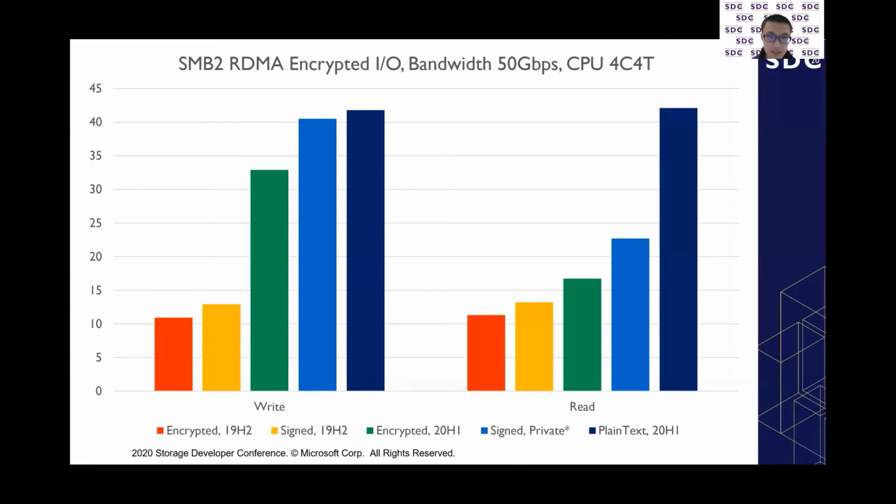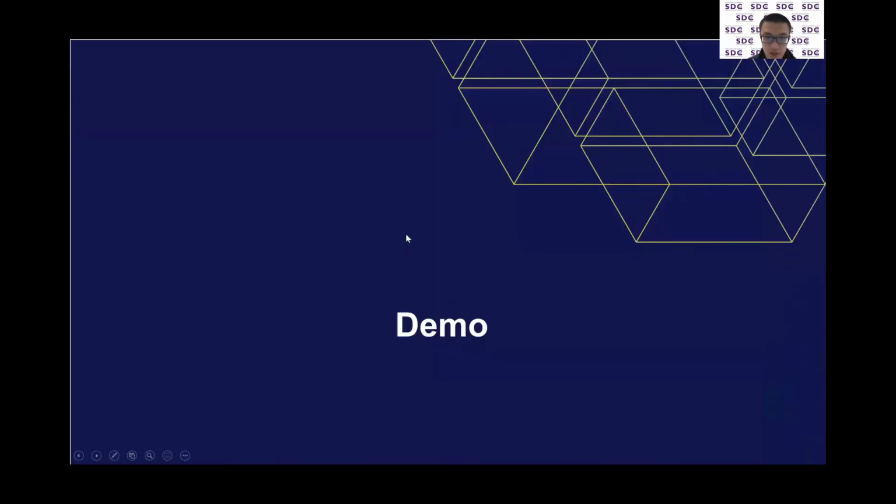And as you can see on the right, it's also a pretty good increase, about 3x. On the read, it's also about maybe 1.5x due to the same performance improvement. And the dark blue is the reference when we send the plain text direct data placement. Next, let me demonstrate this feature, and then we will answer any questions from the audience.